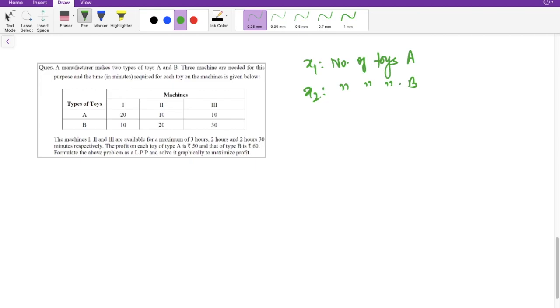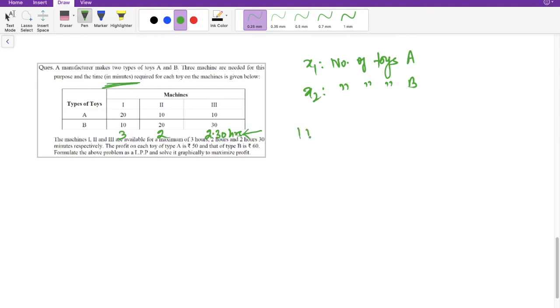But again, there is a limitation on the time. 3 hours of machine 1 is available, 2 hours of machine 2 is available, and 2 hours 30 minutes of machine 3 is available. But if you look at this, the unit for the consumption is given in minutes, whereas the unit for supply is given in hours, but there has to be a matching. Either you convert both to minutes or you convert both to hours.